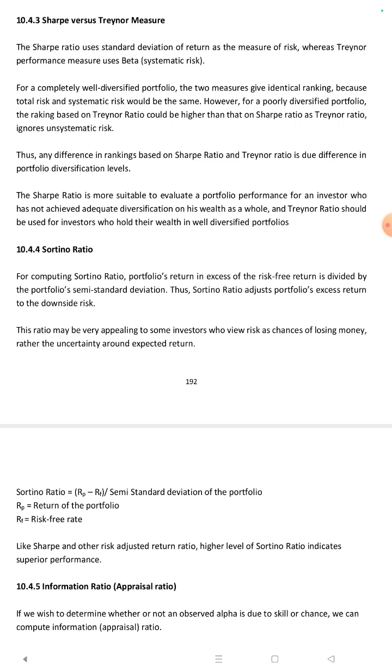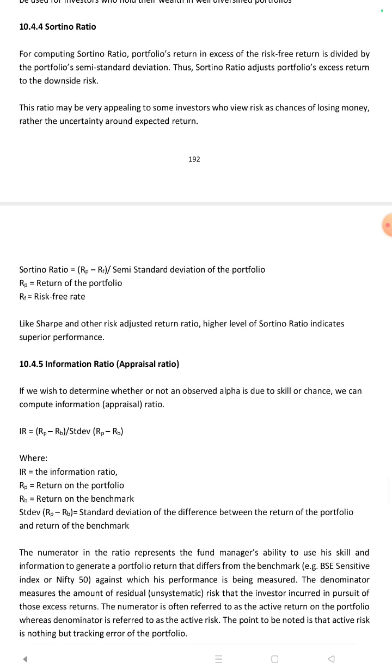The Sharpe ratio is more suitable to evaluate portfolio performance for an investor who has not achieved adequate diversification of his wealth as a whole, and the Treynor ratio should be used for investors who hold their wealth in a well-diversified portfolio. Next comes the Sortino ratio.